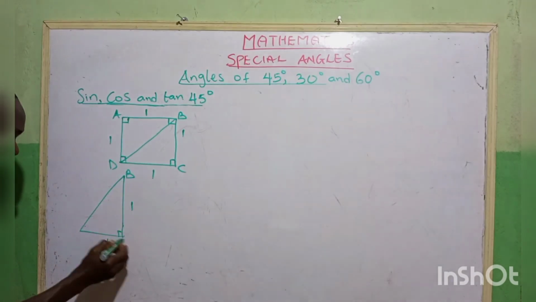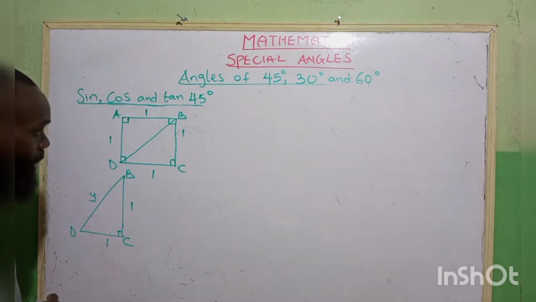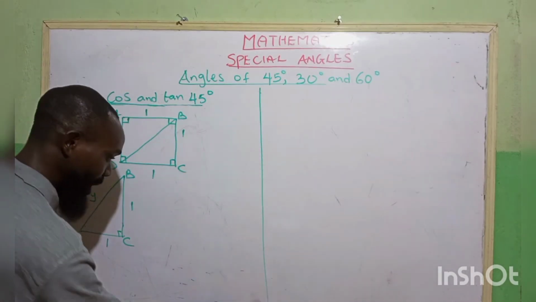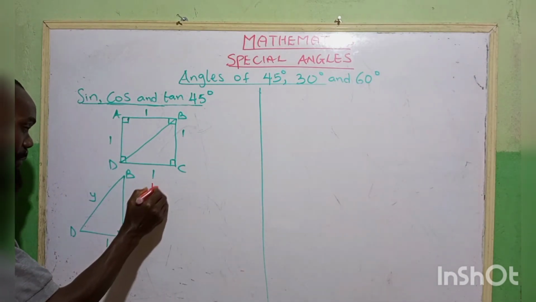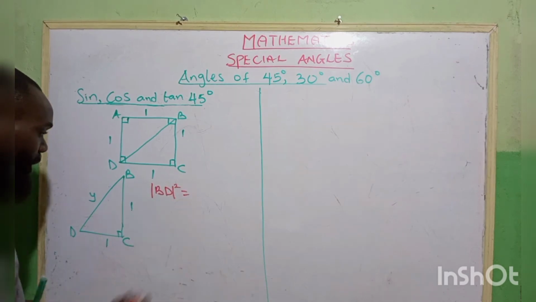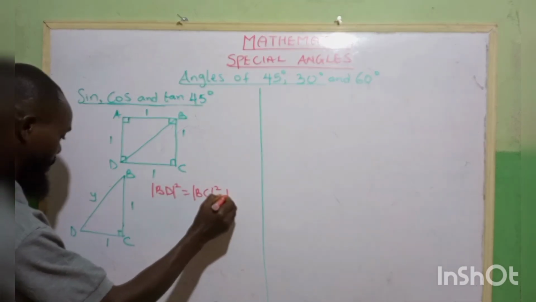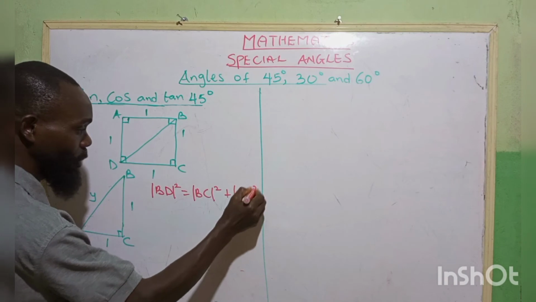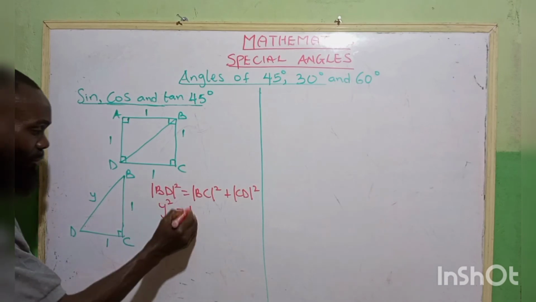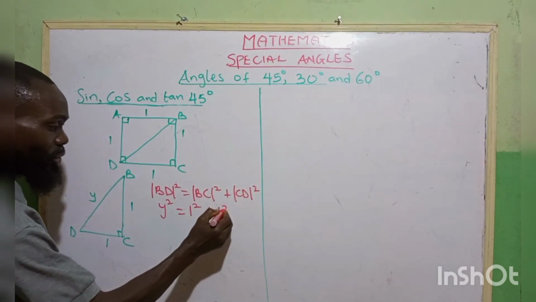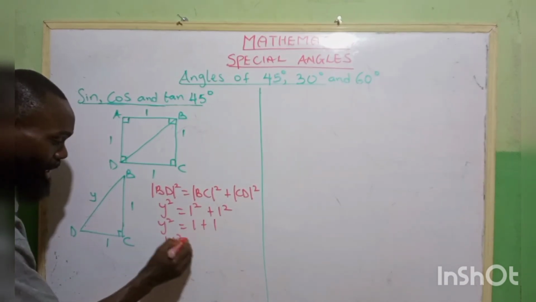So we have B, C, and D. I want to find the value here. Let me call it Y in that place. Now, using our Pythagoras theorem, we have the square of the hypotenuse, line BD square, equals the sum of the squares of the two other sides, line BC square plus line CD square. So line BD square is what we are looking for. Let's say Y square equals BC, 1 square, plus CD, 1 square. So Y square equals 1 plus 1. Y square equals 2.